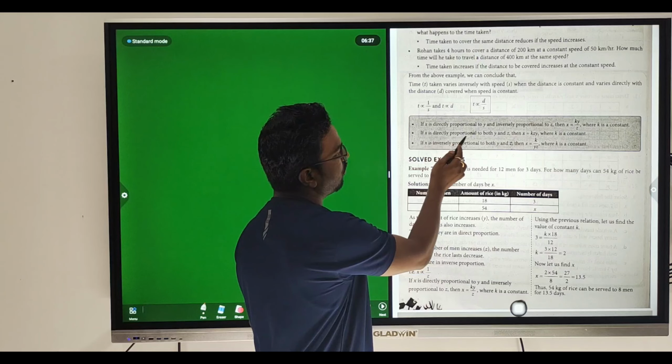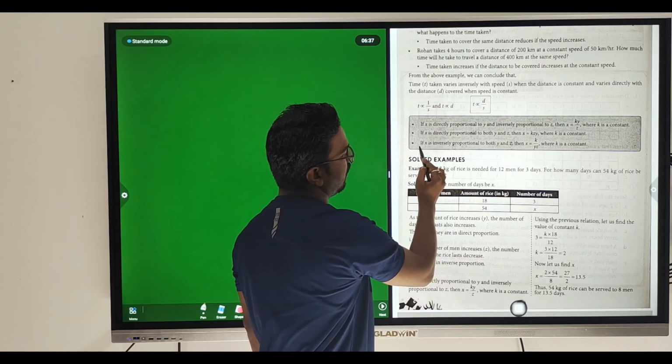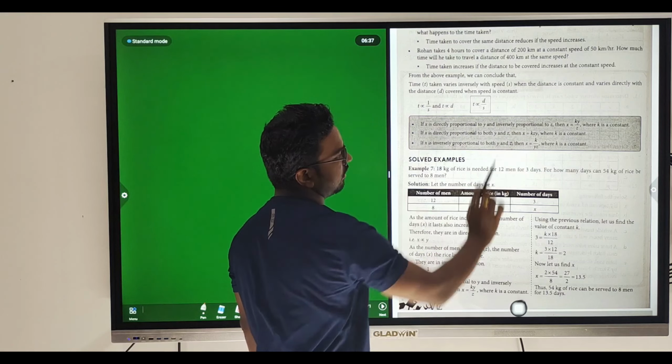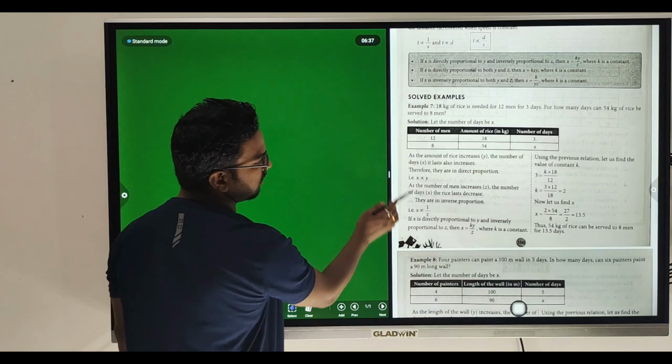And if x is directly proportional to y and z, then we'll be writing this formula. And if x is inversely proportional to both y and z, then we'll be writing this one. Okay, so we'll see some questions here.